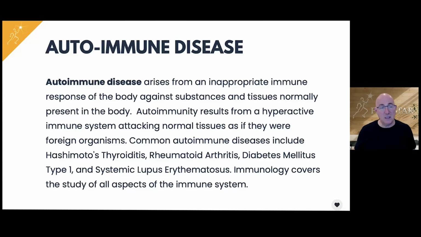Common autoimmune diseases include Hashimoto's thyroiditis, rheumatoid arthritis that we're going to talk about today, and diabetes mellitus type 1, that we often see in children that have diabetes. It is not a metabolic disorder from too much sugar like we would see in diabetes type 2. It is an autoimmune disease that attacks the pancreas and doesn't allow these children and soon to be adults the ability to process glucose in their body.